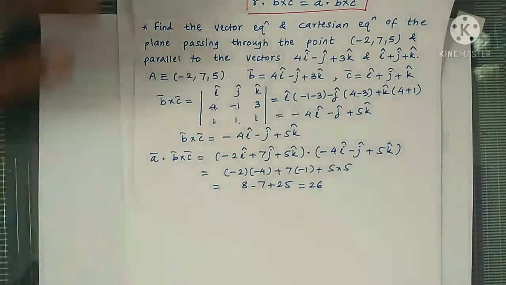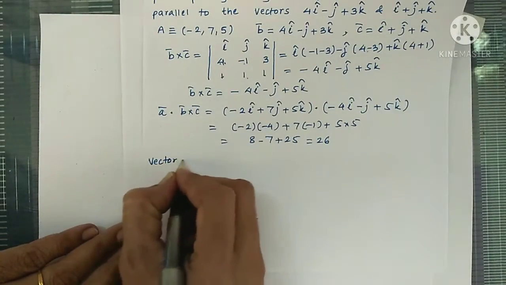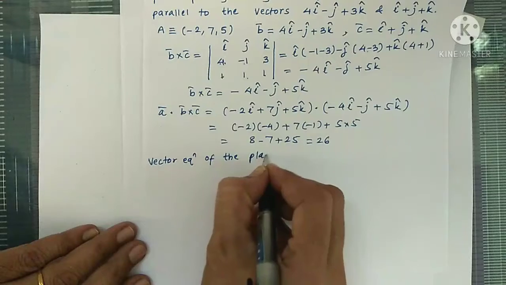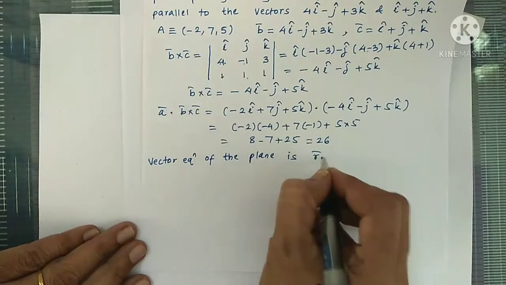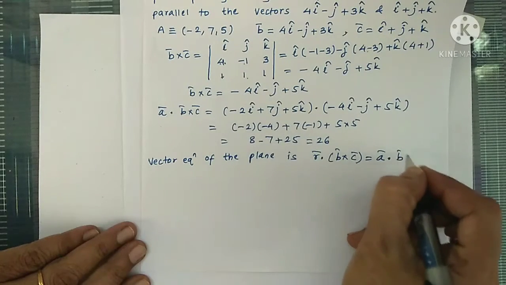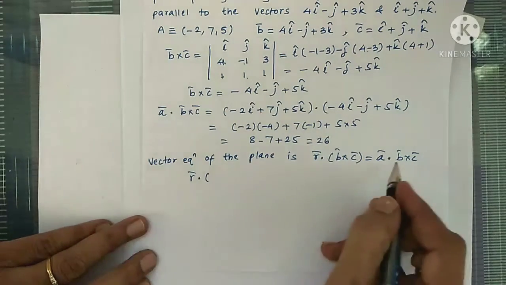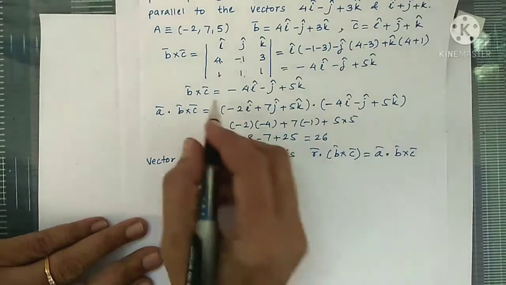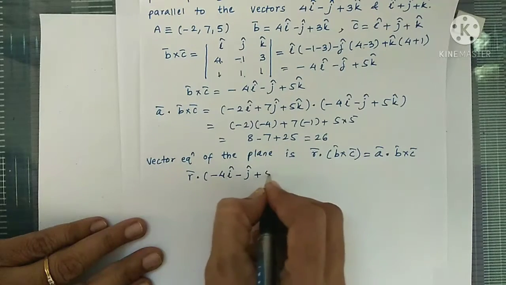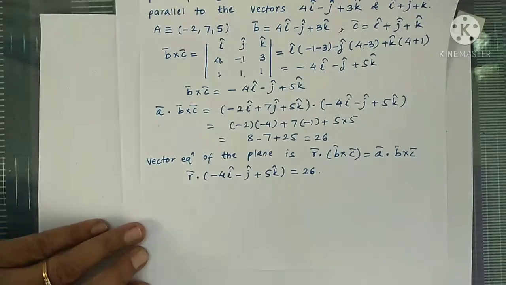Now first of all let's write the vector equation. The vector equation of the plane is r bar dot b bar cross c bar equal to a bar dot b bar cross c bar. So first write the formula. Now substitute b bar cross c bar and the value of a bar dot b bar cross c bar. b bar cross c bar is -4i cap minus j cap plus 5k cap, and this dot product is 26. So this is the vector equation.